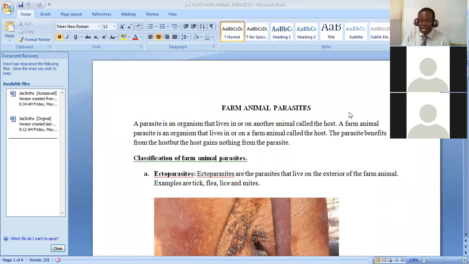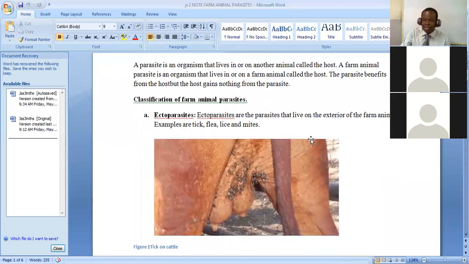A farm animal parasite is an organism that lives in or on a farm animal called the host. Now, the parasite benefits from the host, but the host gains nothing from the parasite. Now, look at the examples. Ectoparasites are the parasites that live on the exterior of the farm animal.